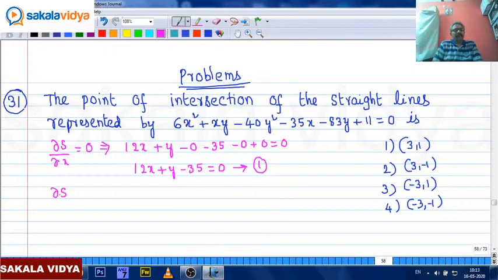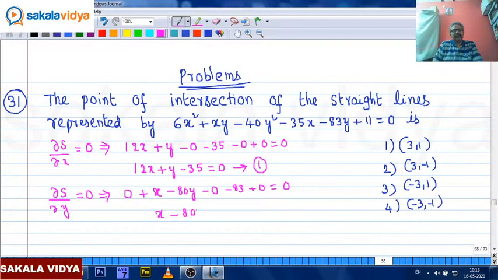Now find dou s by dou y equals 0. Partial differentiation with respect to y now: 6x square differentiation 0, xy differentiation x, minus 80y, minus 83, plus 0 equals 0. So we have x minus 80y minus 83 equals 0.